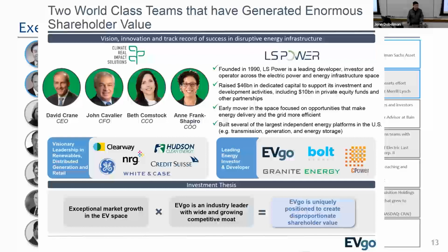Are they set up as C corps? Yes. Typically, most of them are C corps.